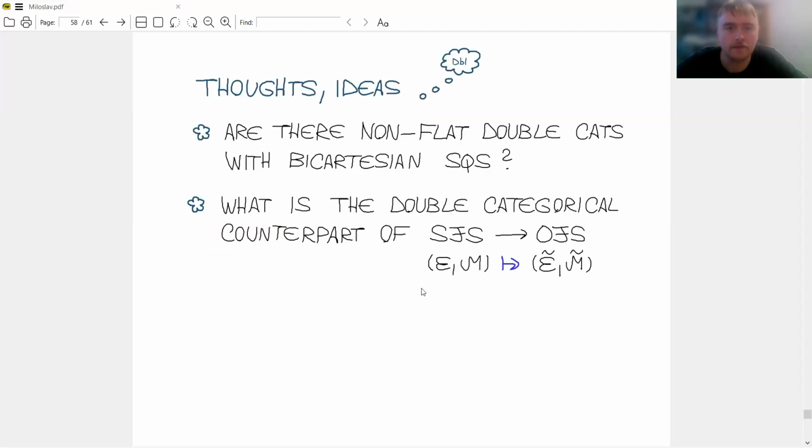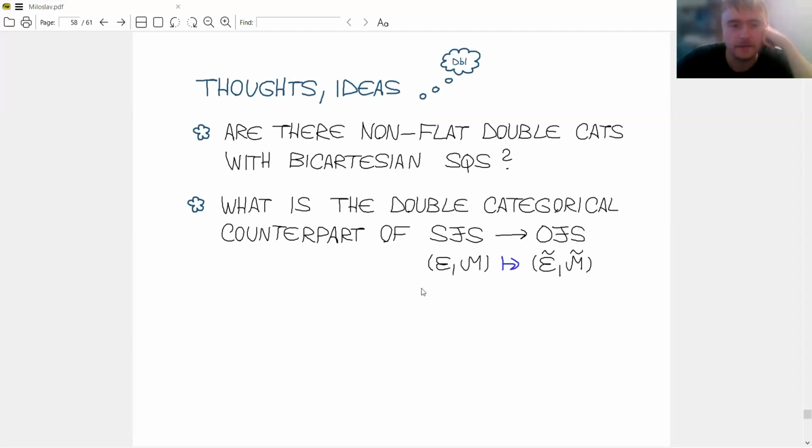So there are some last things I would like to mention. The first question, I would be happy if maybe someone from the audience had some idea. I haven't encountered any double categories that are not flat which had bicartesian squares. So all the bicartesian squares are in flat double categories. So that's the one question.